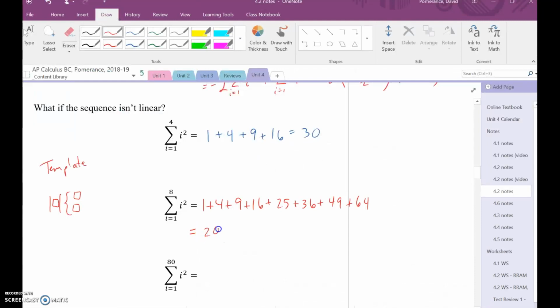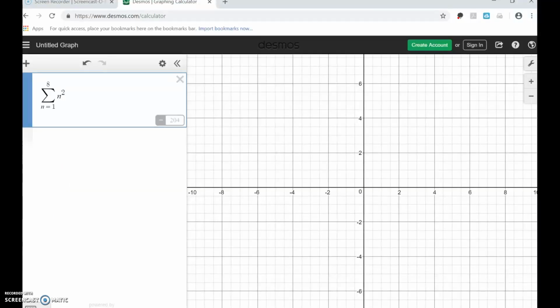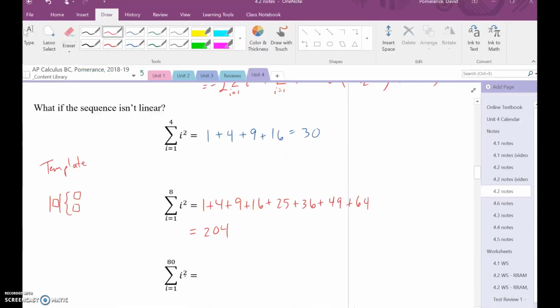So 204. And for this last one, I'm not going to list out the first 80 squares. I'm just going to go back to Desmos. I'm going to try to change my 8 to an 80. And I immediately get the answer 173,880.